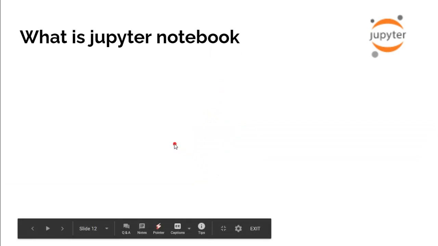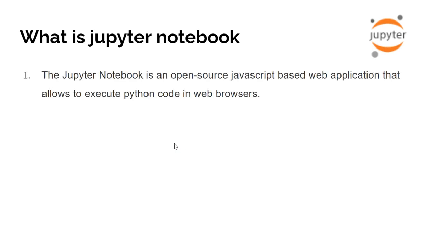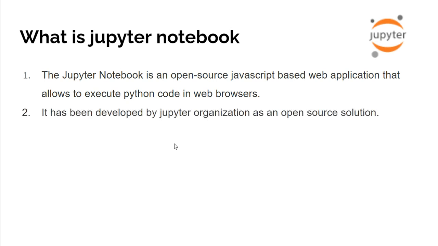Now, first, what is Jupyter Notebook? The Jupyter Notebook is an open source JavaScript based web application that allows you to create and execute Python code in web browsers. It means that you can write Python code in a web browser and you can execute it. It has been developed by the Jupyter organization as an open source solution. Open source solution means it is free. You don't need to pay for it.